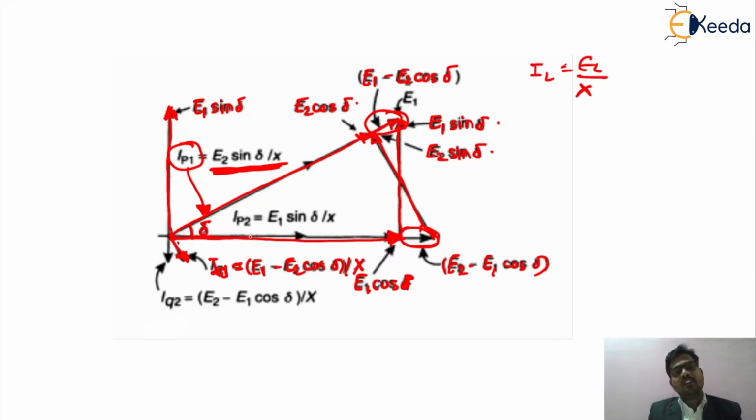So this will be the value of the IP2. We are getting the value of the IP2, that is E1 into sine del divided by X. Similarly, the IQ2 will be perpendicular to that particular IP2, so the perpendicular value is IQ2. IQ2 is the reactive component of current flowing through the E2. So we get the value of IQ2 is E2 minus E1 into cos del divided by X.